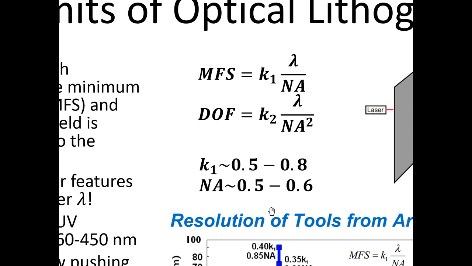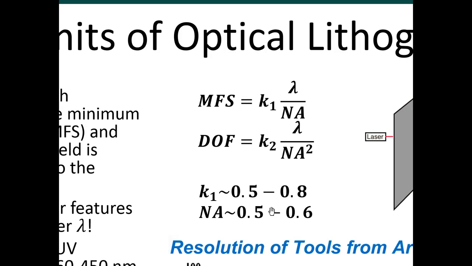In a perfect system, the minimum feature size would simply be lambda divided by the numerical aperture, but because no system is perfect, there are always some alignment issues, and you can never get a perfect point source beam and things like that. Because of that, there's a fudge factor, this constant K1, which takes into account all those imperfections in the system, and that K1 is about 0.5 to 0.8. So the minimum feature size is given by this equation here.